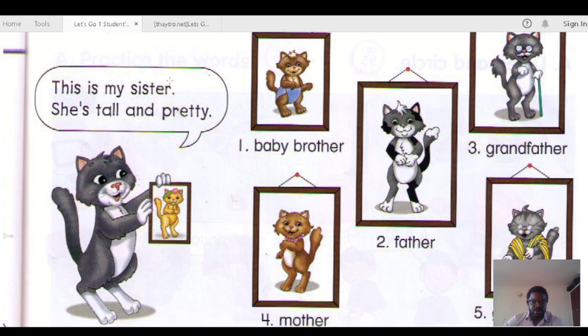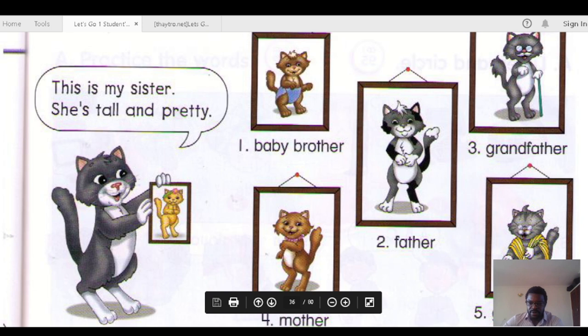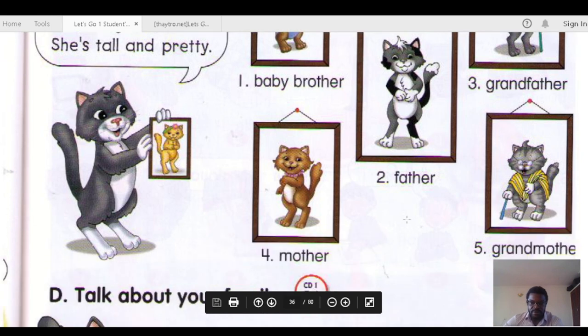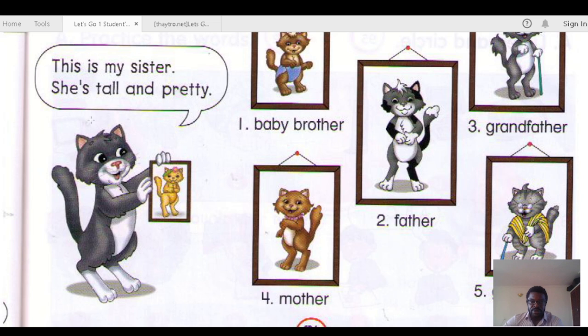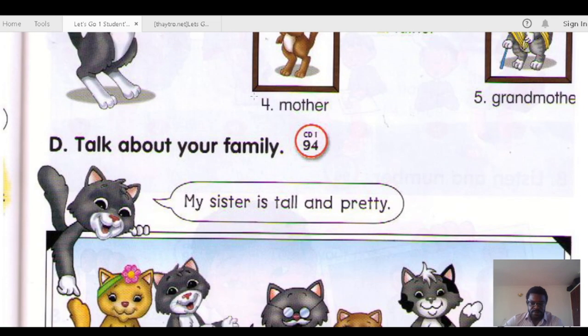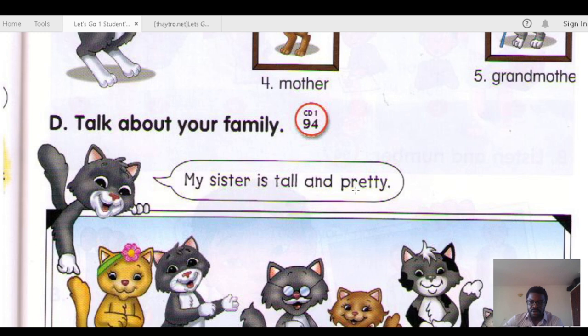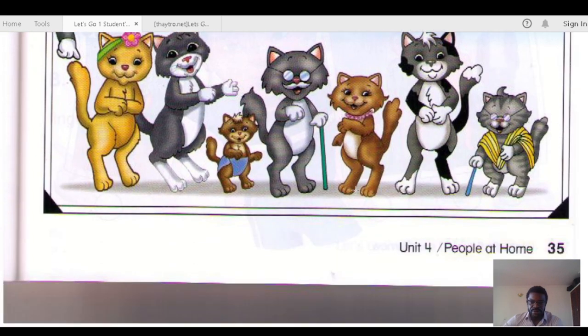This is my sister. She is tall and pretty. We are using is because this is singular. This is my sister. My sister. Grandfather. Grandmother. Father. Mother. You must learn how to pronounce and say these words. Tall and pretty. She is tall and pretty. My sister is tall and pretty. We have to learn how to read. Okay?